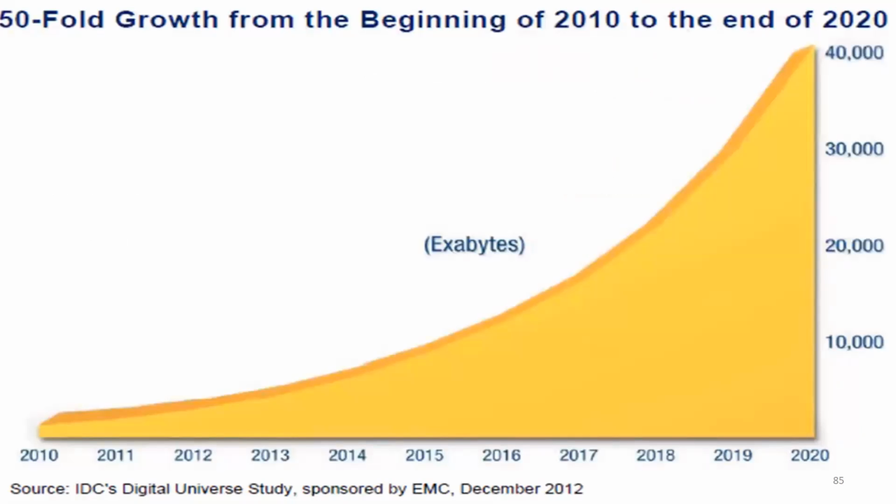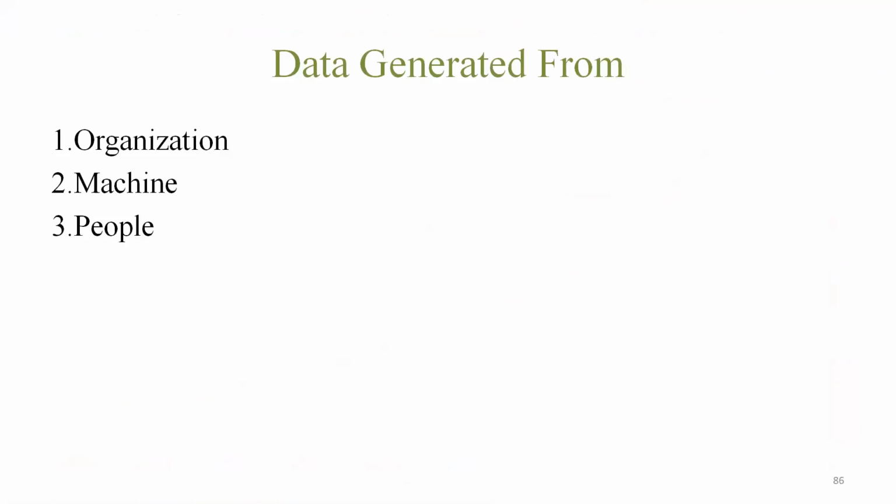Any idea where we are getting data? Please note down. These are the sources: organization, machine, and people. These are the three sources of data. The first is organization, the second is machine, and then people.